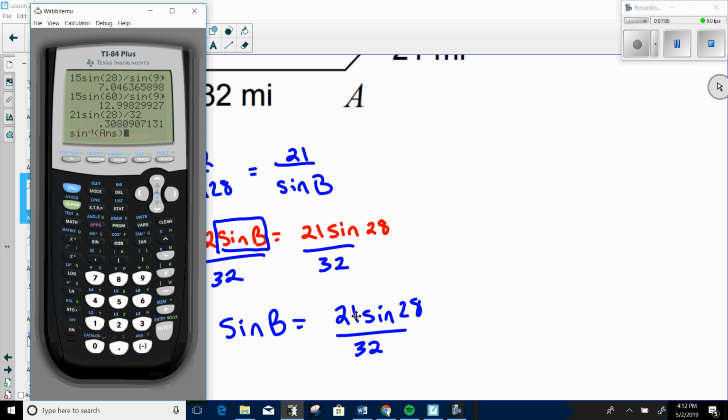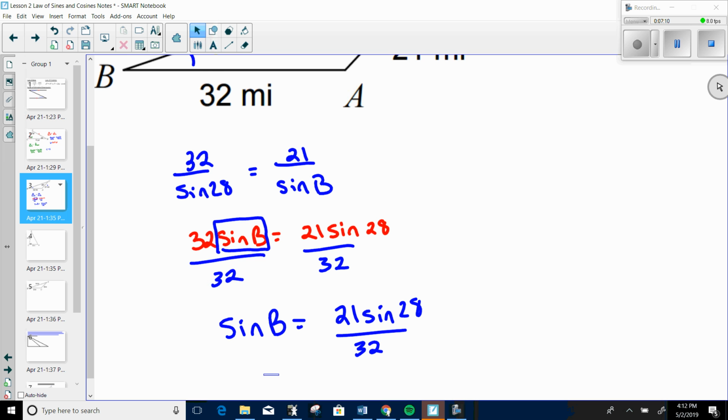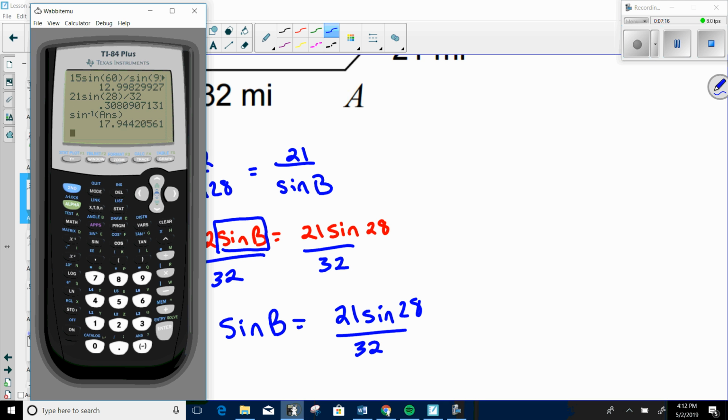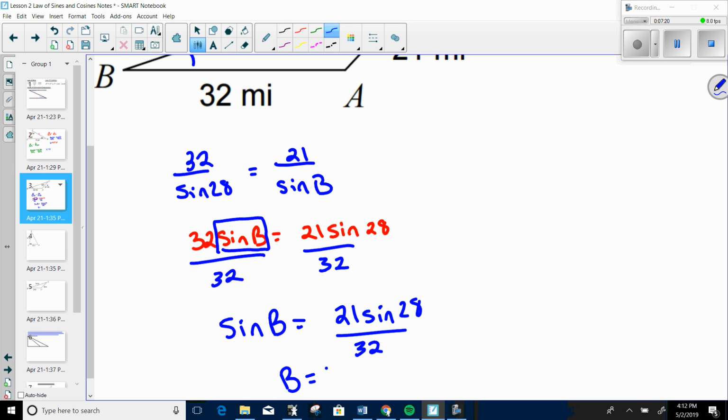So I converted this to a decimal. Now I'm trying to figure out what that angle is. So B is, what is that? I think it was 17.94. Let's look here. 17.94 is correct. So B is 17.94. Helps if I write 17 correctly. So B is 17.94. Okay?